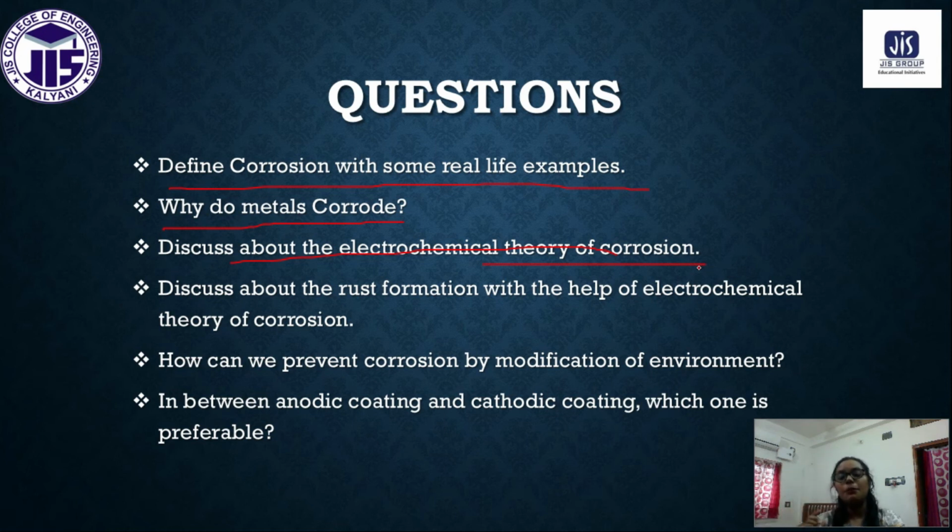Now the next question: discuss the electrochemical theory of corrosion. If you have this type of question, you have to write down all the reactions included in wet corrosion or electrochemical corrosion. What is electrochemical corrosion? When corrosion takes place in the presence of water, in the presence of moisture, it is called electrochemical corrosion. Whatever reaction mechanisms we have with this electrochemical corrosion, you have to write them all down here.